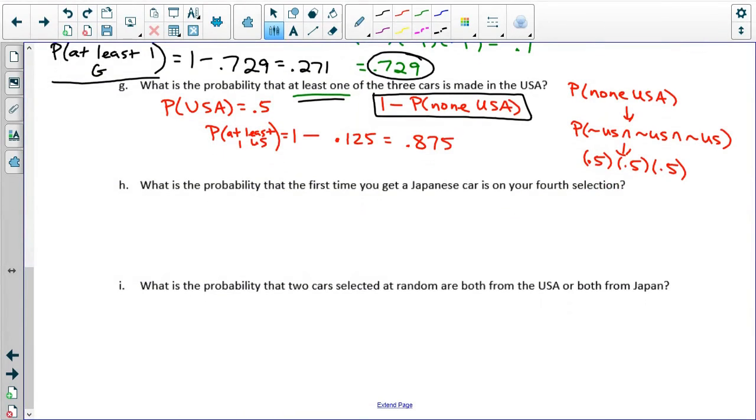H, what is the probability that the first time you get a Japanese car is on the 4th selection of cars? So basically a problem like this is saying I'm going to start choosing cars. And once I get to a Japanese car, then I have now figured out that that's my first Japanese car. So in the first case, I could get a Japanese car on my first choice. That would be 0.3. However, there's also a 0.7 chance, or the probability of 0.7, that I don't get a Japanese car.